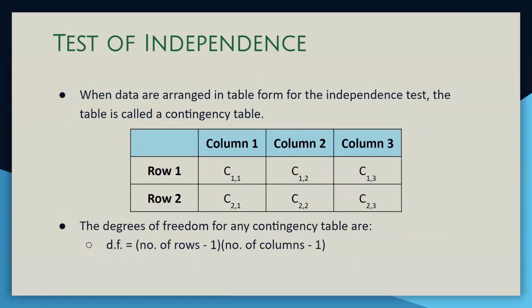So let's go back to that slide. These C11, C12, C13s all represent observed data. You would then calculate by hand an expected value, and you would write it in each box in parentheses next to the observed value.